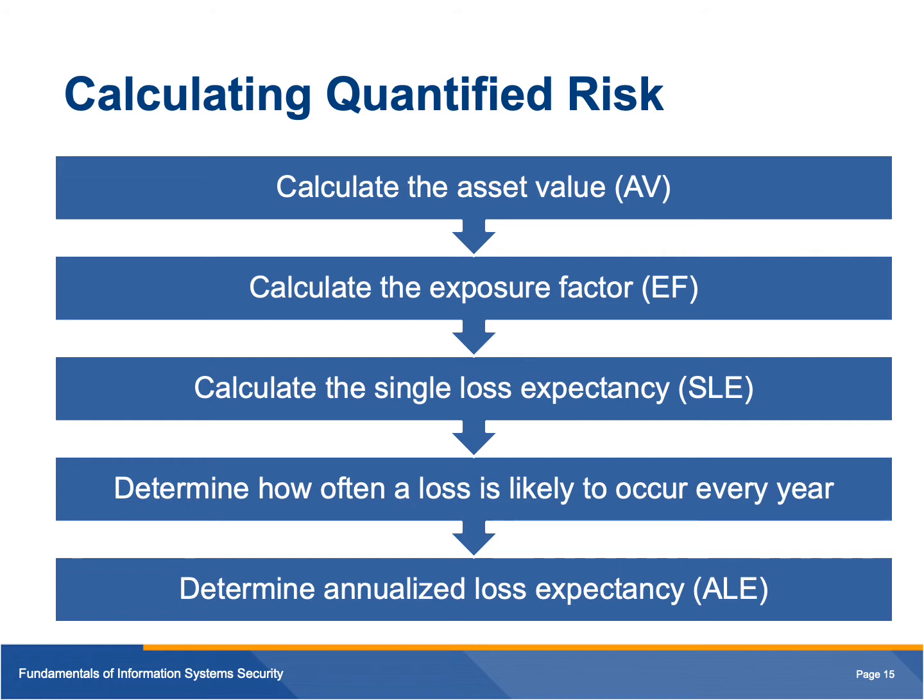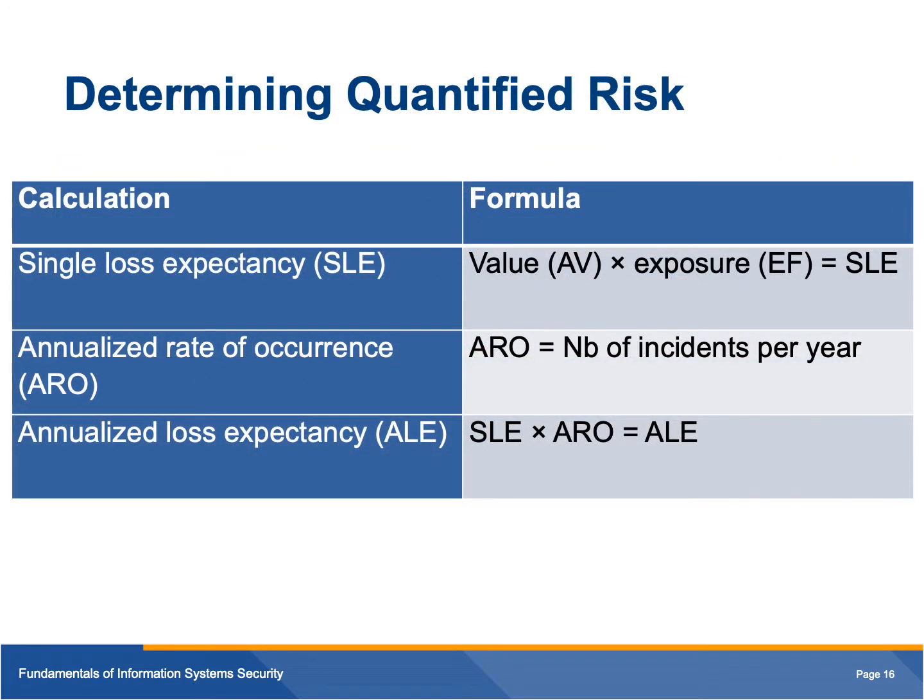So that is one method to use. By taking the value and multiplying it by the exposure factor to get the single loss expectancy, then figuring out the annualized rate of occurrence, and multiplying the SLE by the ARO, we have the annualized loss expectancy. That is a measure that we can use in a quantitative risk assessment. That's probably the most common method. It's the one that you're probably going to see the most often.